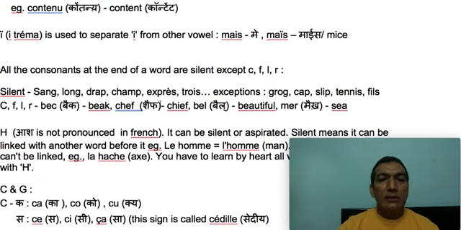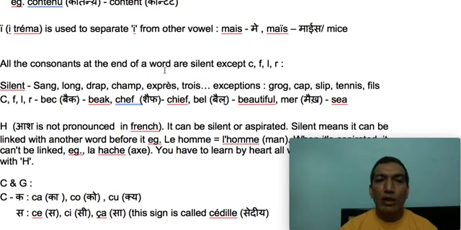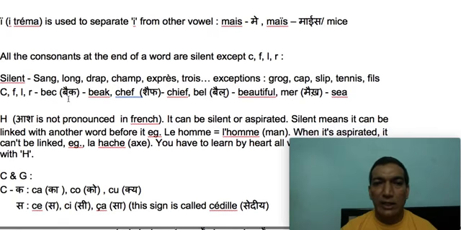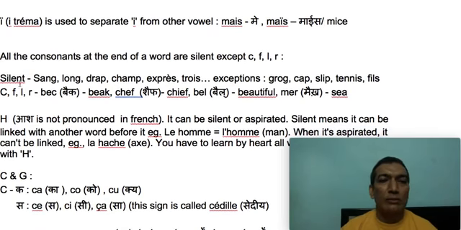Okay, all the consonants at the end of a word are silent, as we have just learned from the starting, but except these four letters, four consonants, C, F, L, R. So these four letters are normally always pronounced, okay. Only R is an exception, but you will learn that later. But normally C, F, L, R, all of them are pronounced at the end of the word.